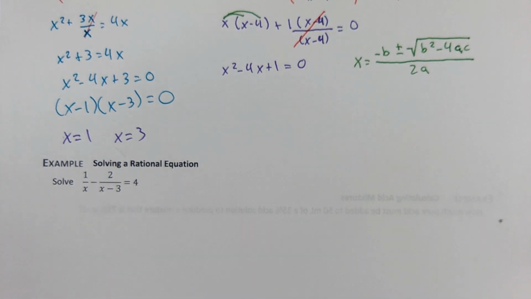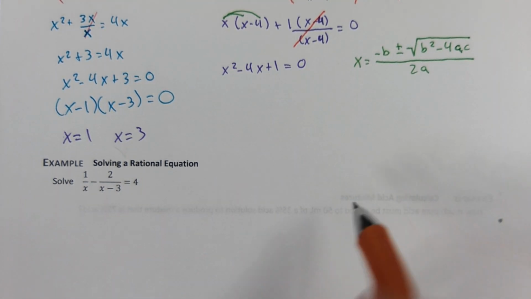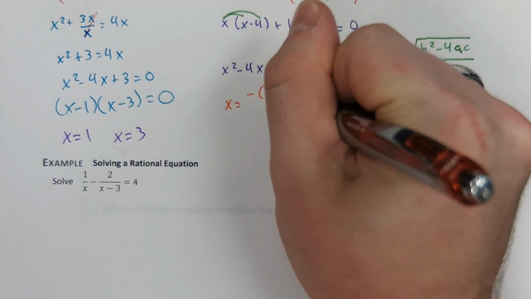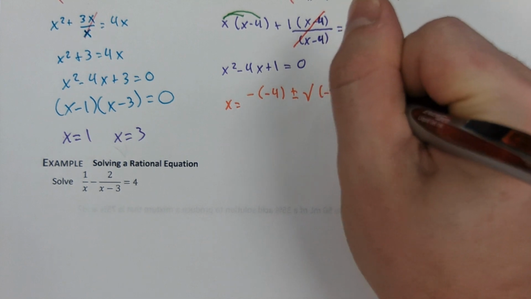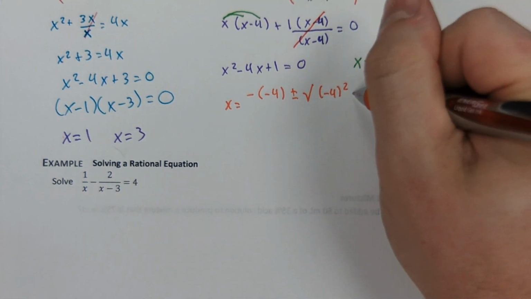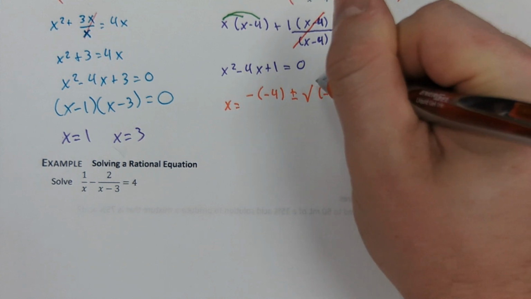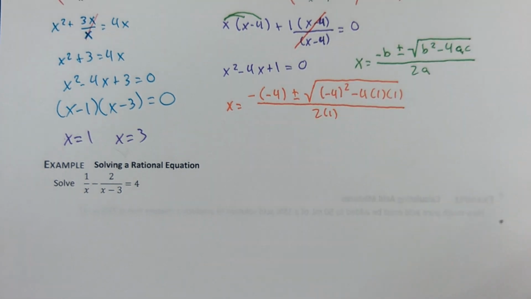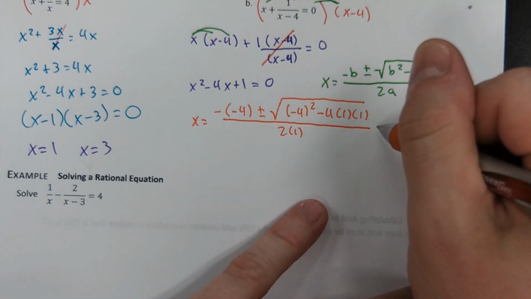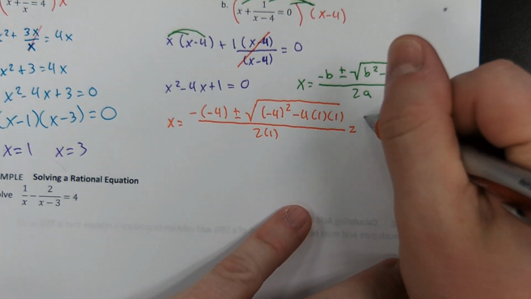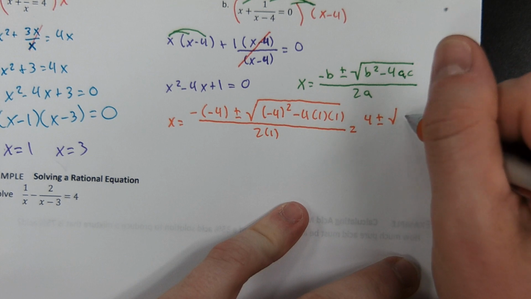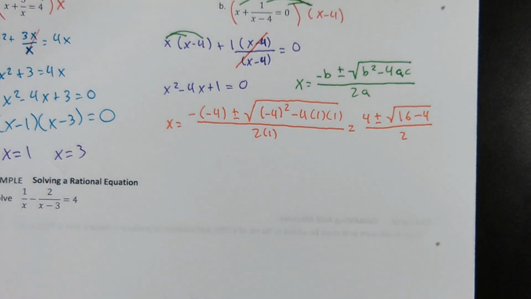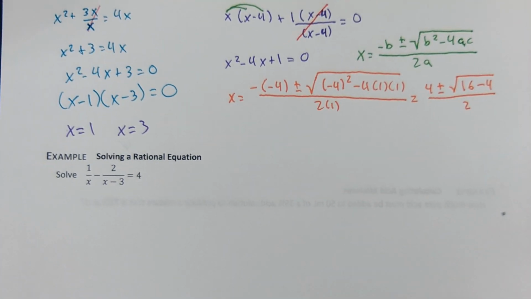Let's work it out. I haven't written in orange enough today, so I'm going to move over to orange. I haven't written it at all in your period. So we have x equals negative, your b value is negative 4, plus or minus root, there's your b squared, minus 4. A and c are both 1s. There. So 4 plus or minus the square root of 16 minus 4, all over 2. You have to be able to reduce radicals.